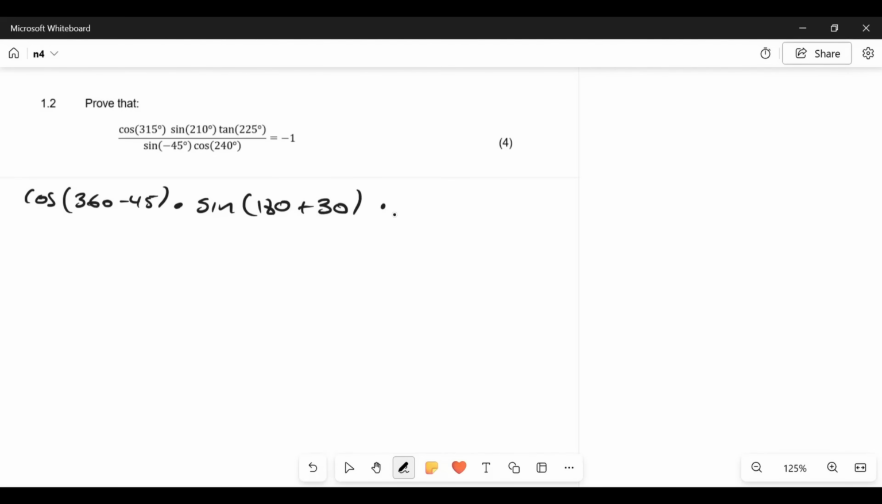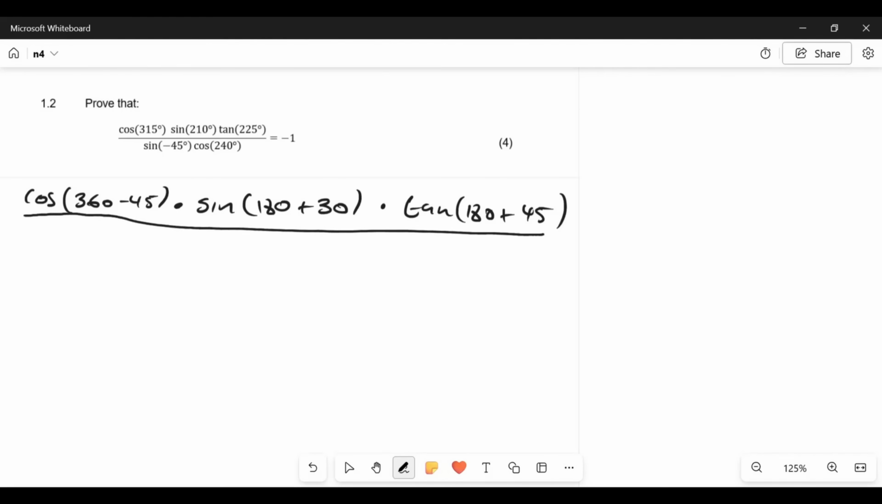If you add 180 with 30 degrees, you will get 210. So I'm only using the 180 rule because the 180 rule is simple. Let's look at the third trigonometric ratio there. We have tan 225. We can write tan(180 + 45). If you add 180 plus 45, you will get 225. And then we divide them. Right? We are done with the numerator. Let's look at the denominator.